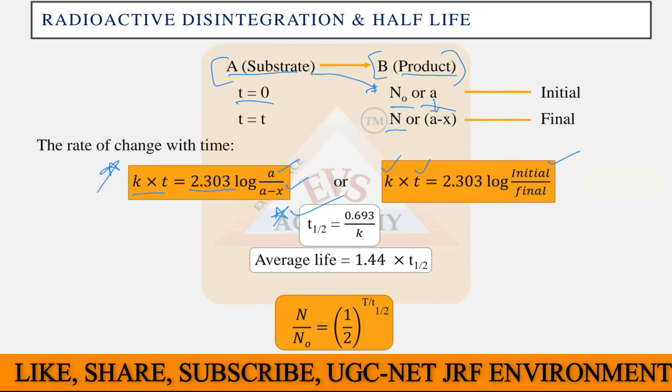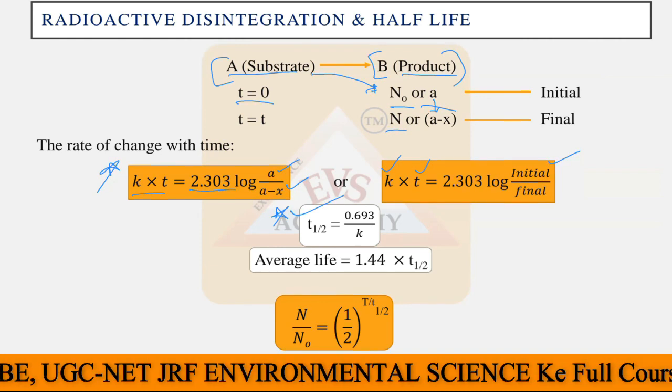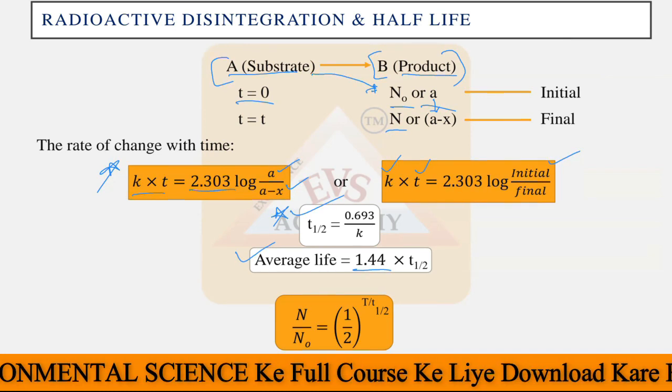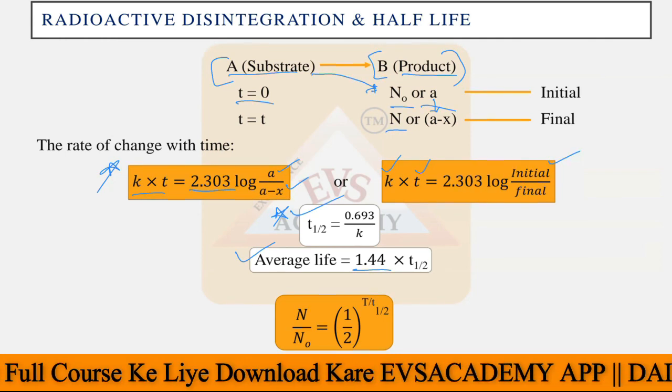How to calculate the average life? Once you have calculated the half-life, just multiply it by 1.44, and that would be the average life of that particular product. So that is how you calculate the average life of the product.